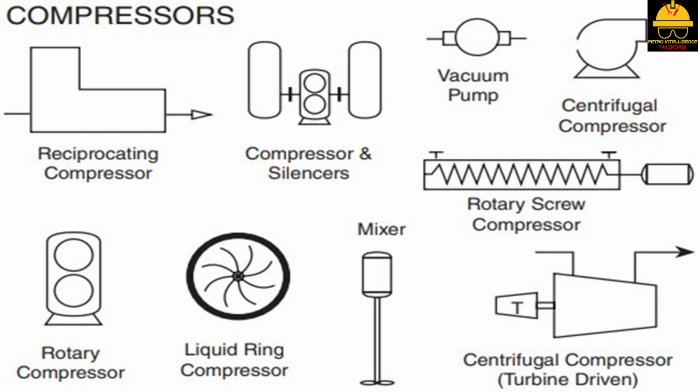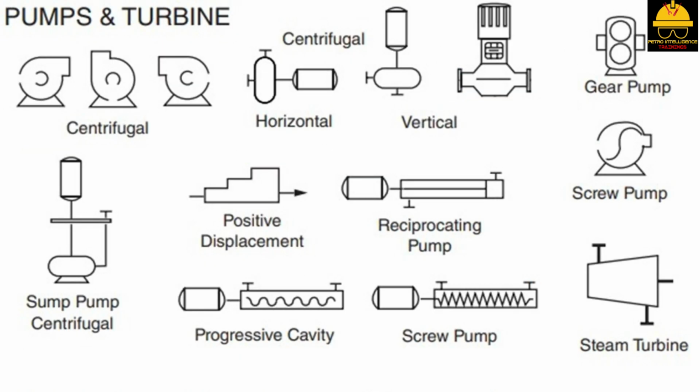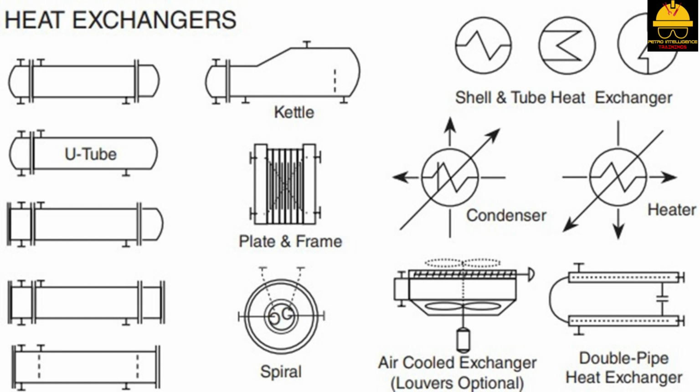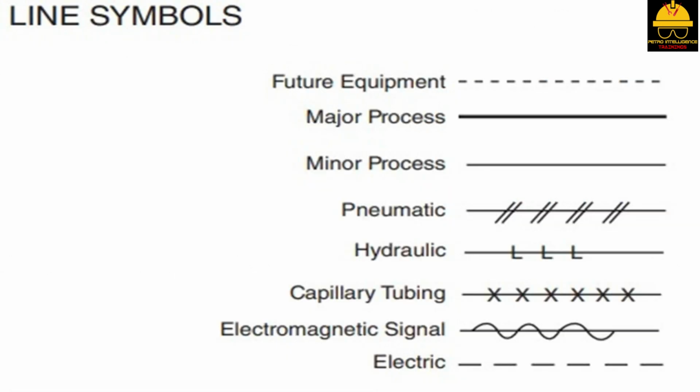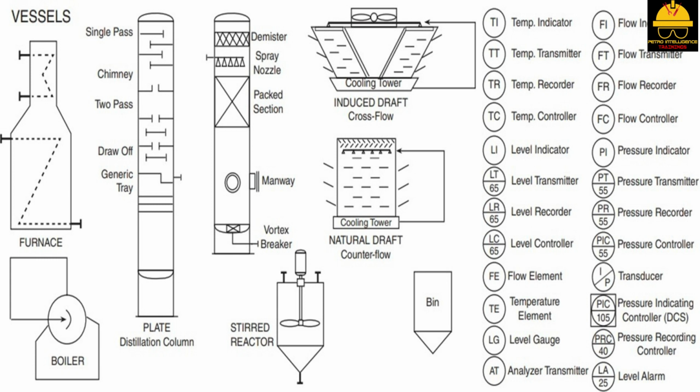The chemical processing industry has assigned a symbol for each type of valve, pump, compressor, steam turbine, heat exchanger, cooling tower, basic instrumentation, reactor, distillation column, furnace, and boilers shown in this picture. There are symbols to represent major and minor process lines and pneumatic, hydraulic, or electric lines, and there is a wide variety of electrical symbols.